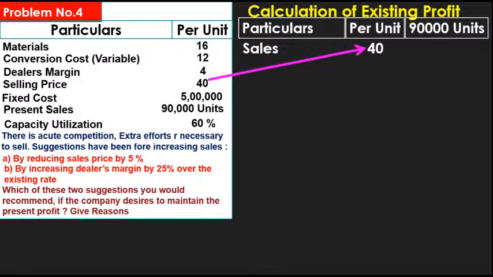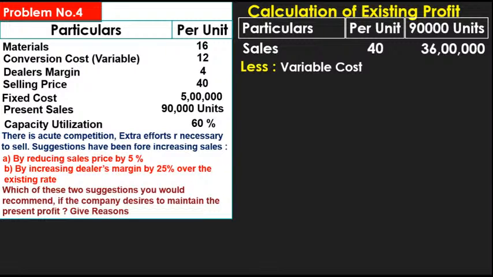What is the selling price per unit? Rupees 40. For 90,000 units, 40 into 90,000, how much rupees? 36 lakh. Selling price per unit rupees 40, and the total sales for 90,000 units is 36 lakh. Less variable cost, then we will get the contribution.